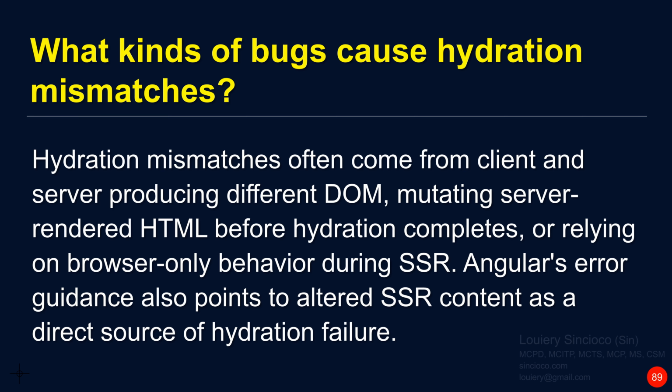What kinds of bugs cause hydration mismatches? Hydration mismatches often come from client and server producing different DOM, mutating server-rendered HTML before hydration completes, or relying on browser-only behavior during server-side rendering, or SSR. Angular's error guidance also points to altered server-side rendering, or SSR, content as a direct source of hydration failure.